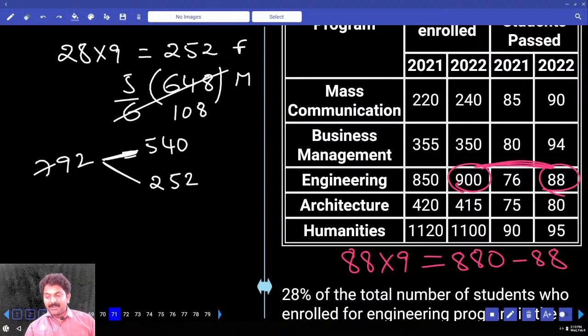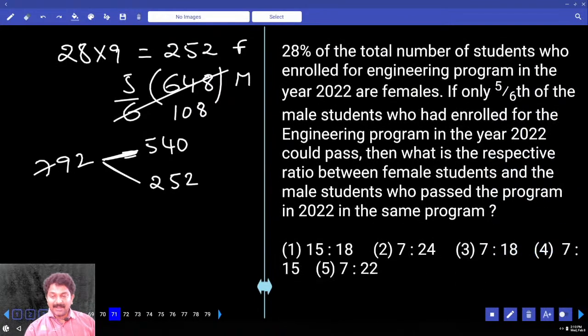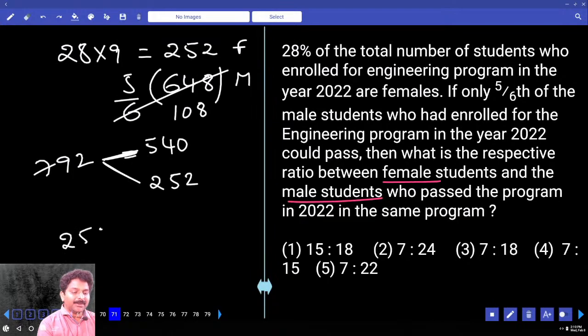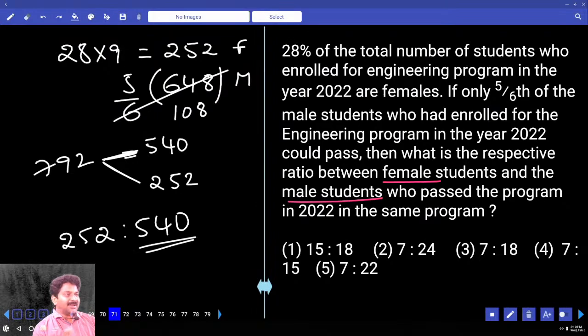Now order is important. We were asked to calculate the ratio. Female, then male students. How many females are there? 252. And how many males are there? 540. When I write these numbers, clearly your second number is a multiple of 5. The first number is not a multiple of 5. So your second number must definitely be a multiple of 5. Where is that? It's in the fourth option.